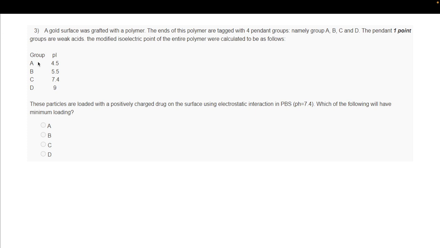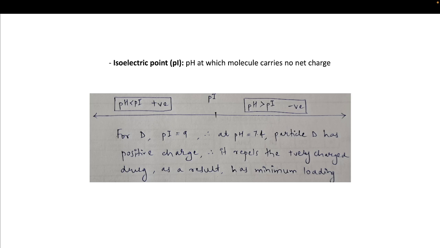So the only information we have with us is we have the isoelectric points of all these functional groups, and we also know the pH of the solution. Essentially what isoelectric point is, it is a point at which your molecule will have no net charge. It means it is the pH at which your molecule will have no net charge. So if the isoelectric point and the pH of the solution match, your molecule will have a zero charge.